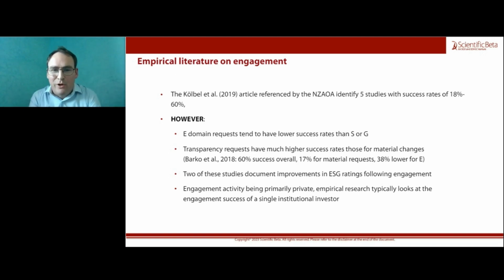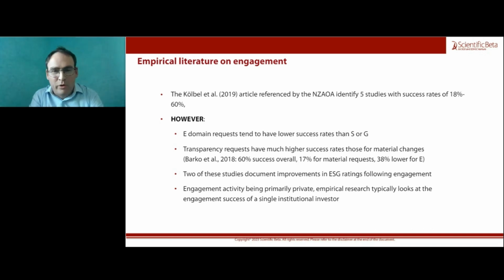And they claim that there is a lot of academic evidence behind that. The problem is that this paper is a kind of meta study where they reference at least 5 different papers that look at the effectiveness of engagement. But there are a lot of caveats to these papers. In particular, for example, some of these papers show that engagement in the E domain, so engagement on environmental issues, tends to be less effective or have lower success rates than engagements around social or governance issues.